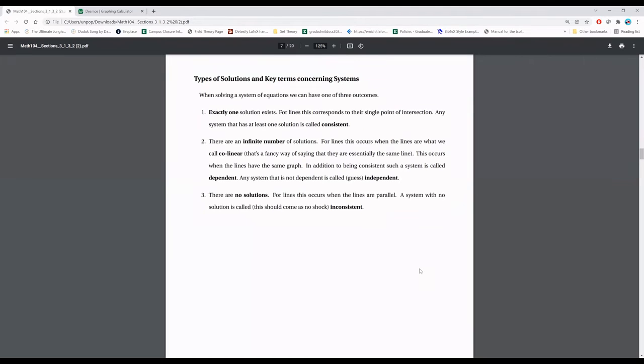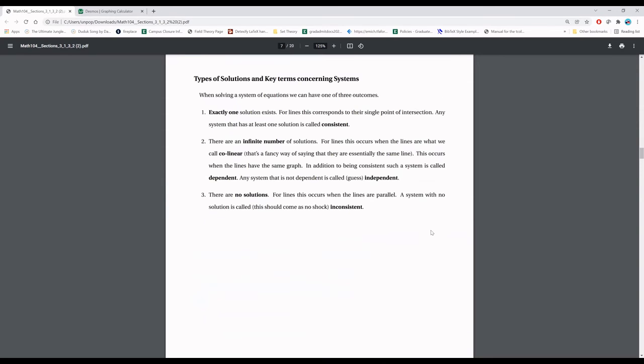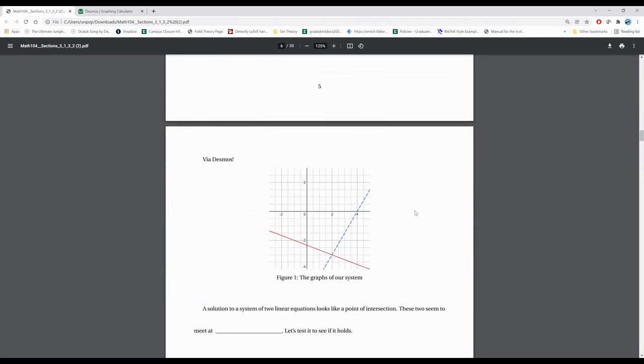Let's see examples of what those look like. Example 4 is a consistent independent system. We graphed that already. This thing right here. This is what it looks like to have exactly one solution.